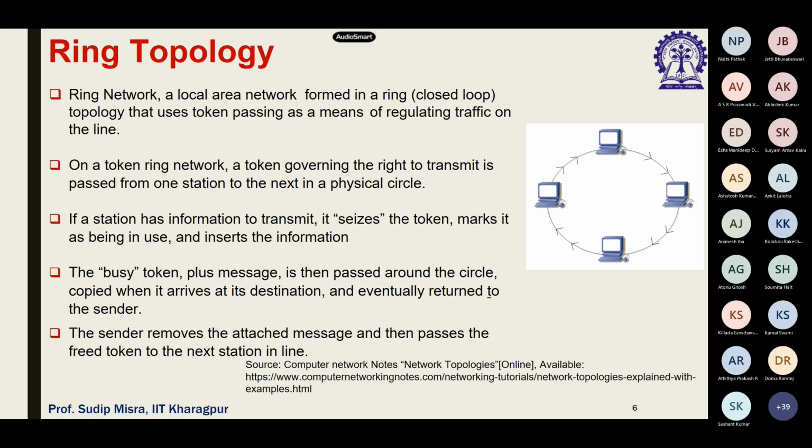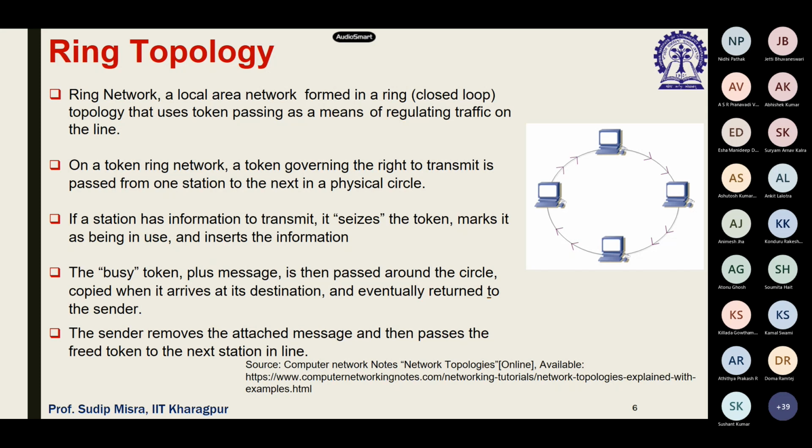Okay. Now, whichever computer in this process wants to send some information will first have to grab the token. The token is flowing in a circular fashion. So the computer has to grab the token, designate the token to be in use, and then, along with the token, it will insert the information that it wants to send.